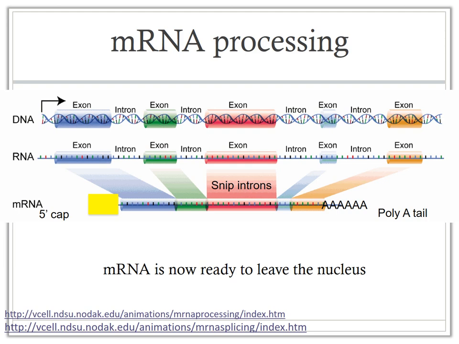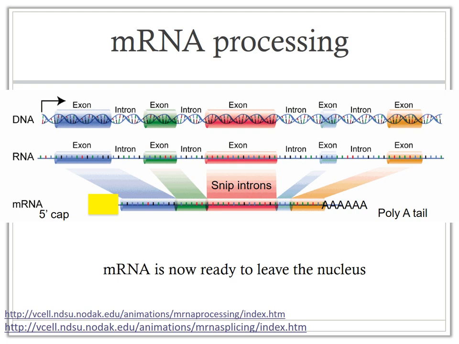So exons are exiting, introns are staying in. So these exons will be put together and create this new code, this new sequence here. And then a cap needs to be put on the 5' end. So this is the 5' cap. And a poly A tail is put on the 3' end.